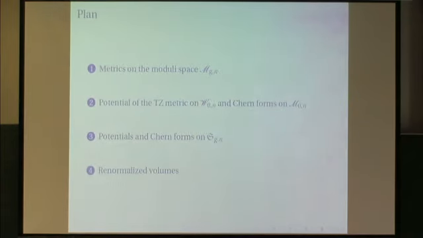So this is the plan. The first part will be a review of basic metric properties of the moduli space of punctured Riemann surfaces. Then we'll discuss potentials and Chern forms on special moduli spaces of type of genus 0 Riemann surfaces. Then we'll introduce the Schottky space of genus g with n marked points. And then very briefly, I'll discuss renormalized volumes for this part.